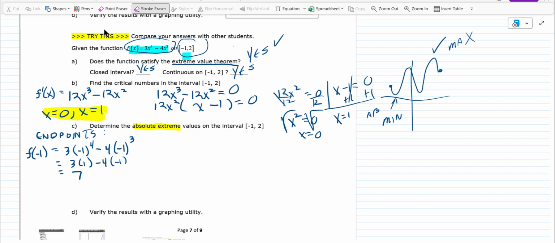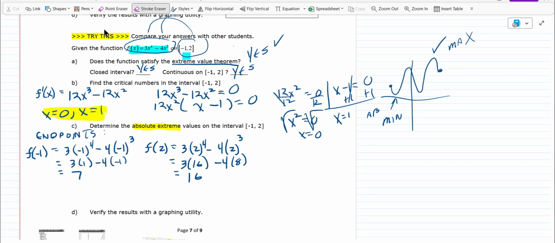Use your calculator if you need to. Okay, and then what we'll do is f of 2, which is the other endpoint. Again, plug that into the function. So you'll have 3 times 2^4 minus 4 times 2^3. That is 3 times 16 minus 4 times 8. That's 48 minus 32, so that's 16. Again, use your calculator if you want to. Okay, that's fine. Okay, so we do that.